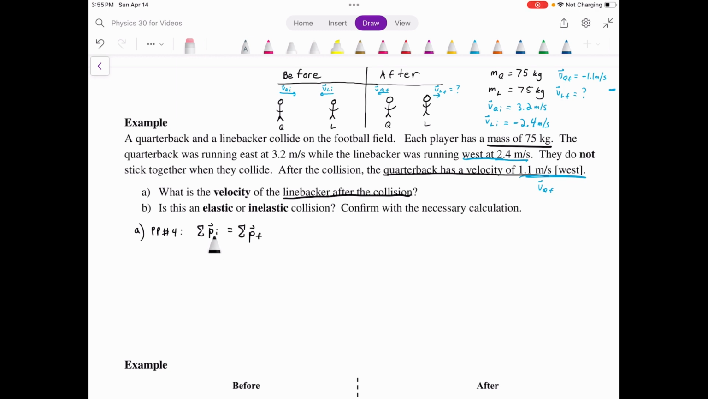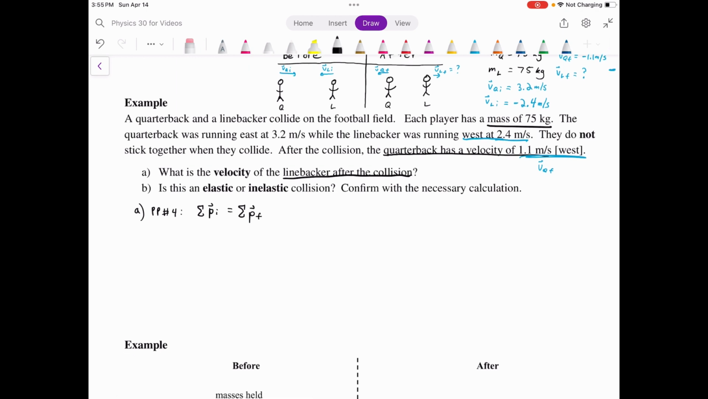What are the objects we have initially? Well, we have two. We've got a quarterback and we've got a linebacker. So let's take that one step further then. The total momentum initial is just the momentum of the quarterback initially plus the momentum of the linebacker initially.